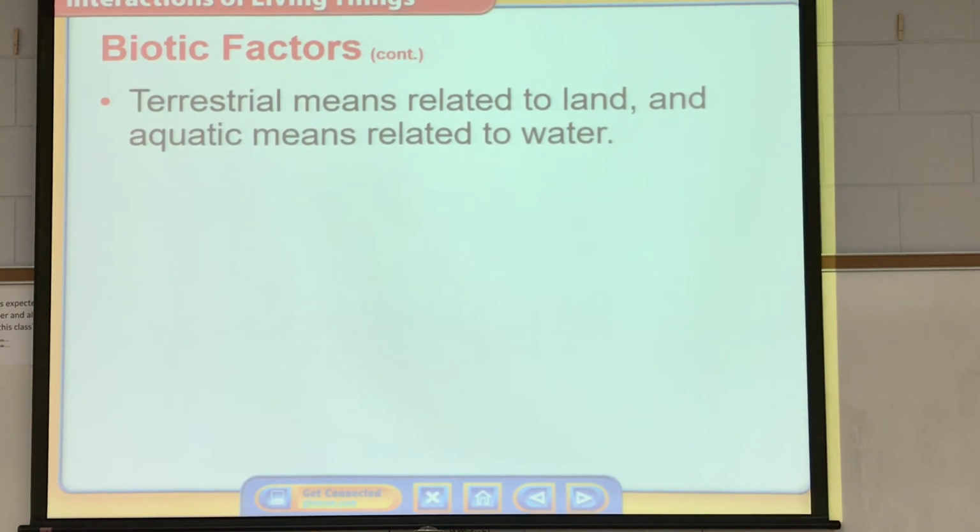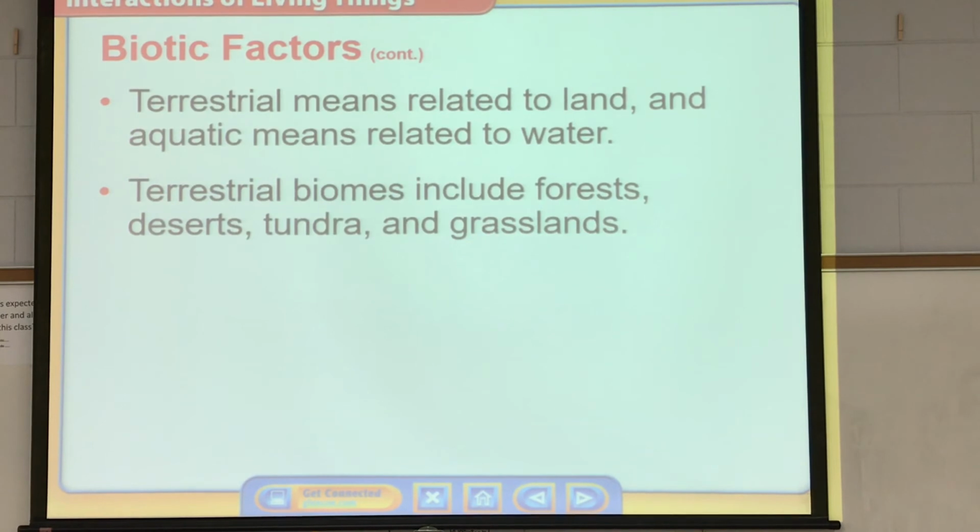Terrestrial means land, aquatic means water. The terrestrial biomes include the forests, which could be the taiga, it could be the rainforest, it could be the deciduous forest, like where we live now, where the leaves change color and fall off. It could be the deserts, the tundra, or the grasslands.